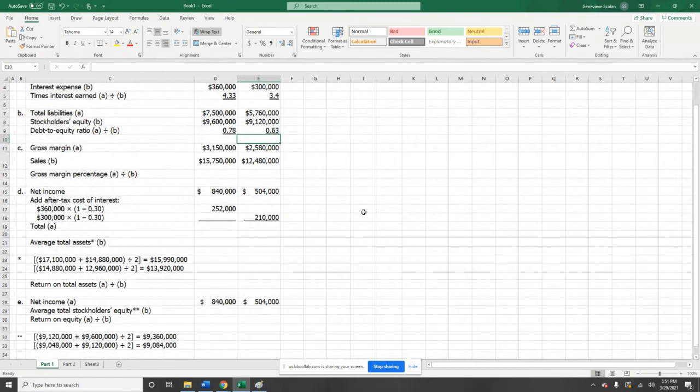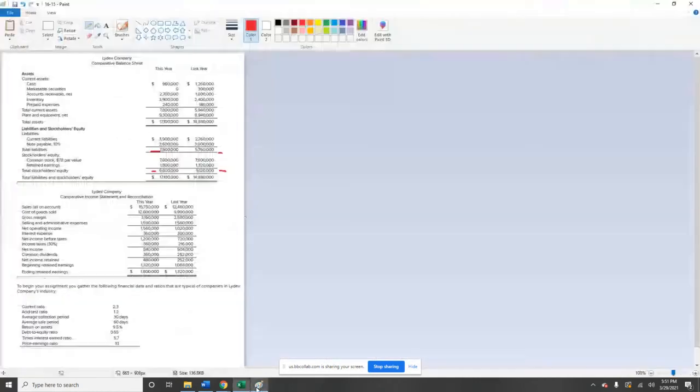So again, on to the next thing. So number C, 1C asks you to calculate the gross margin percentage. So we know the gross margin and we know the sales. Those are over on the income statement. Just take a look, right?